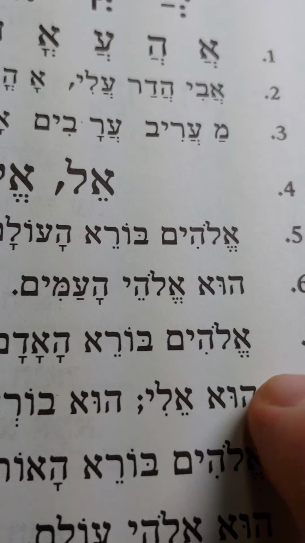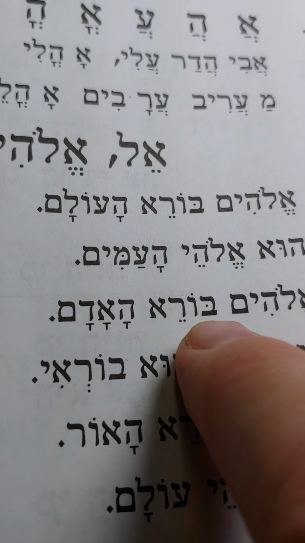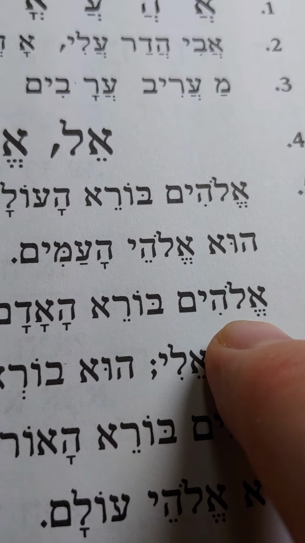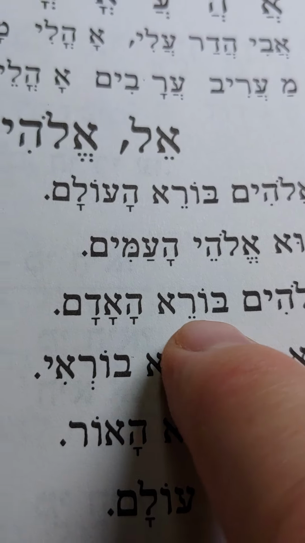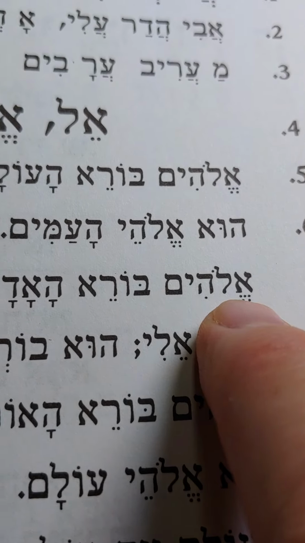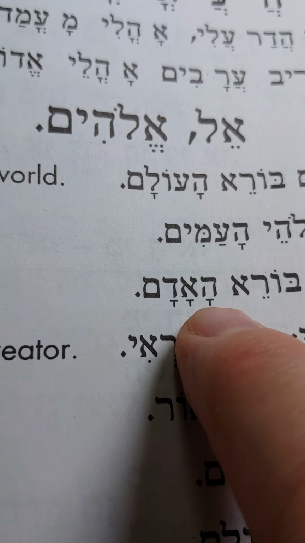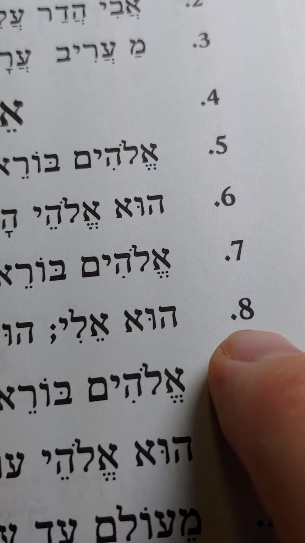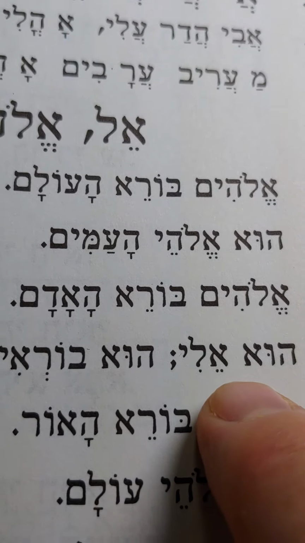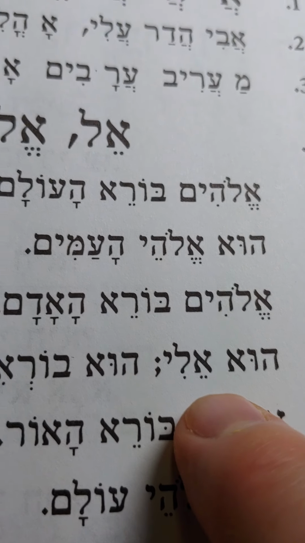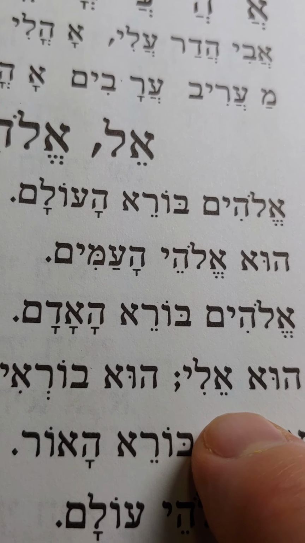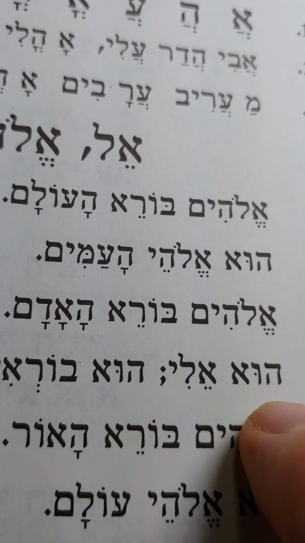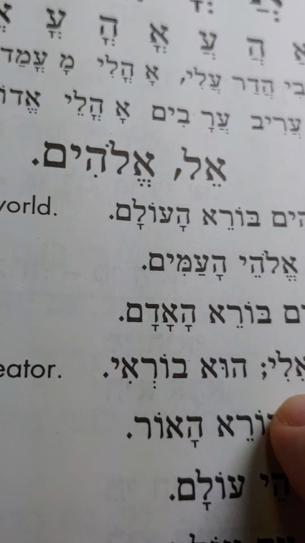Line 7. Elohim, God. Borei ha'adam. Read with me. God is the creator of man. Line 8. Hu Eli. He is my God. Eli is my God. El is God. Eli, my God. Hu Eli. He is my God.